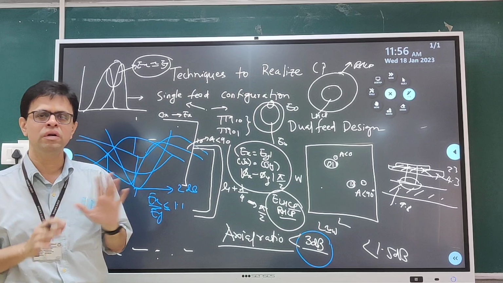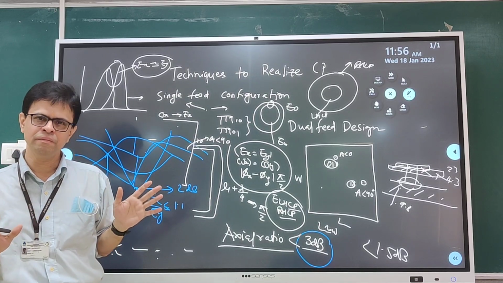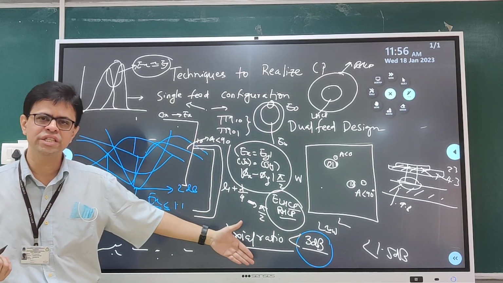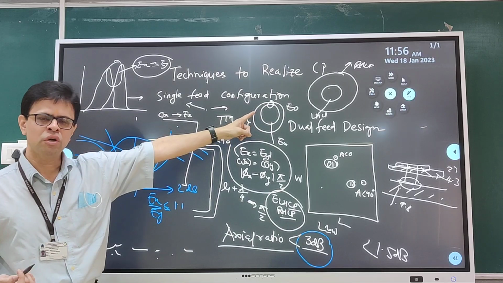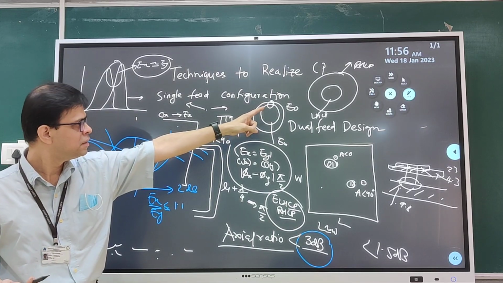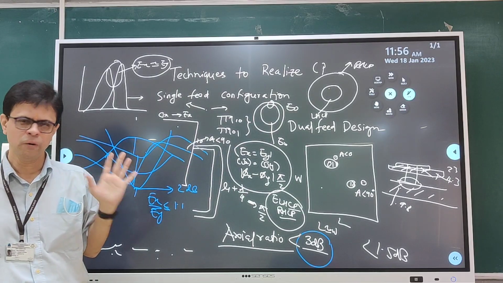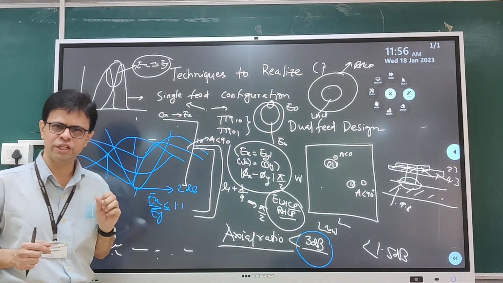We did talk about various field components, the conditions to realize CP, then axial ratio, and why axial ratio is considered. We did talk about polarization plots or the field plots, as well as right hand and left hand circular polarization plots. One more thing I just want to tell here before going to the next section.